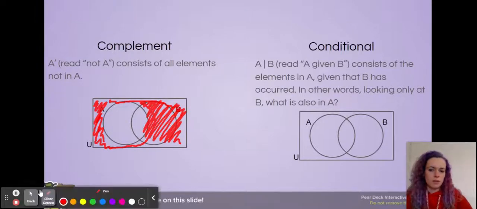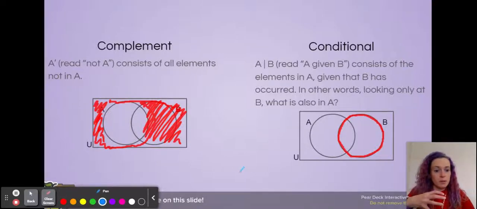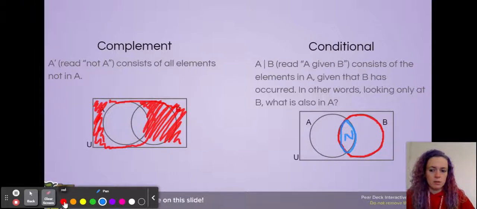So in terms of a Venn diagram, if I'm looking at A given B, I would look at what's in set B, and that would be my denominator for probability, and my numerator would come from the overlap. So this would be my numerator, and the whole B circle is my denominator. And we'll do a couple of examples with that.